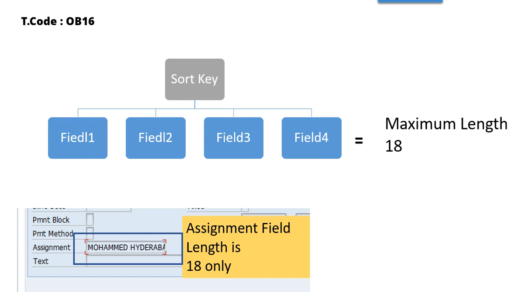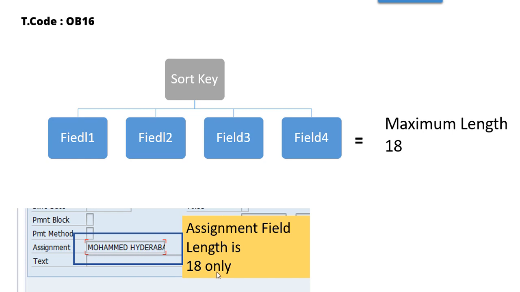Likewise, in the previous case, we selected 022, for name and city of the vendor. Here, if you see, the first part up to Muhammad represents the name, and Hyderabad represents the city. Because of sort key 022, the system updated the assignment field with this information.